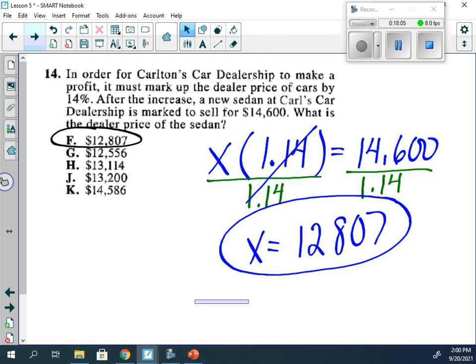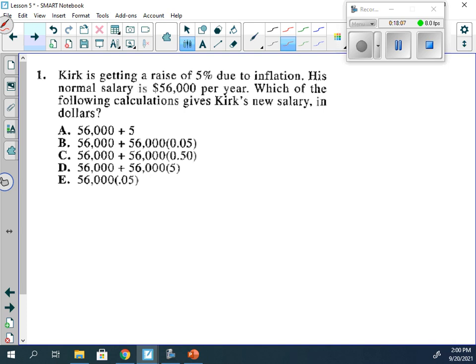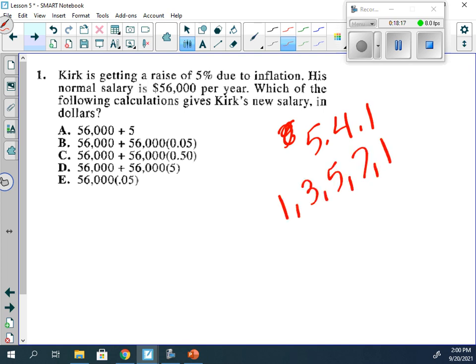All right, well, that's it. Your homework is going to be on our 5.4.1 problems 1, 3, 5, 7, 11, and 13. Any of the other problems are for points.